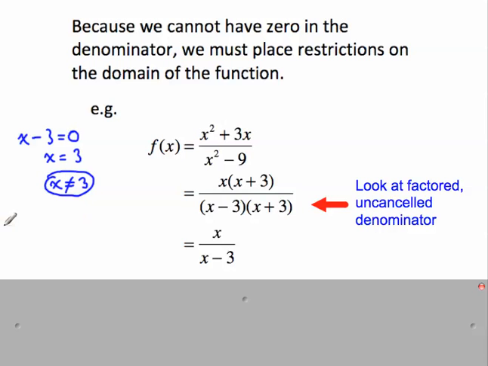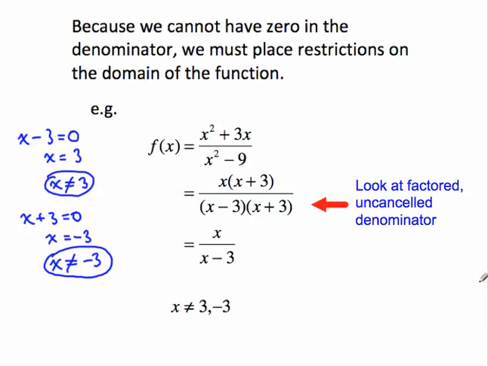In the second part, for x plus 3 to be equal to 0, again solving for x, we get that x would have to be equal to negative 3. We don't want to allow that, so we restrict that x cannot be equal to negative 3. So those are our two restrictions on the function, and we found them by looking at the factored uncancelled denominator. x cannot be equal to 3, and x cannot be equal to negative 3.